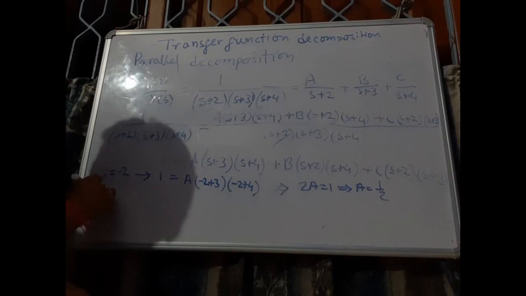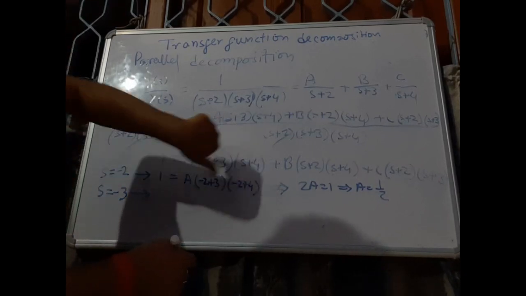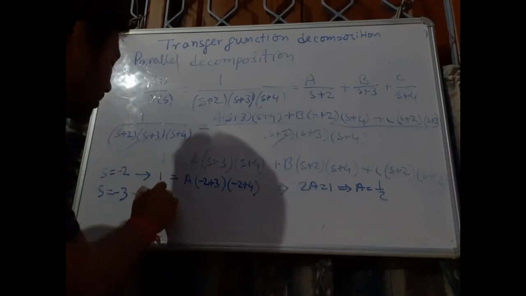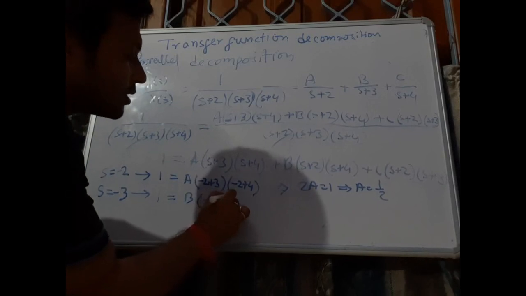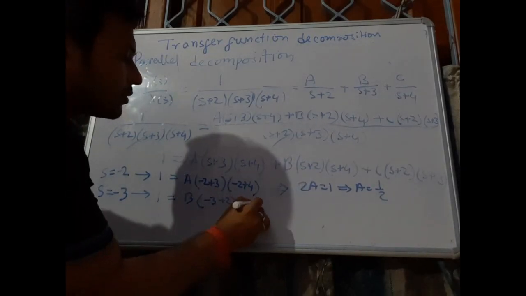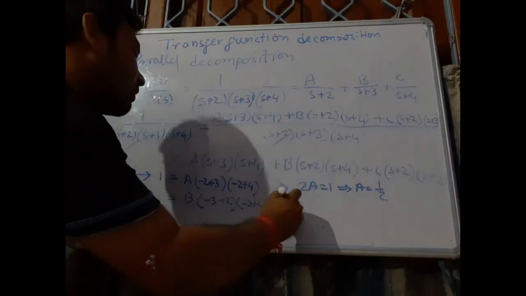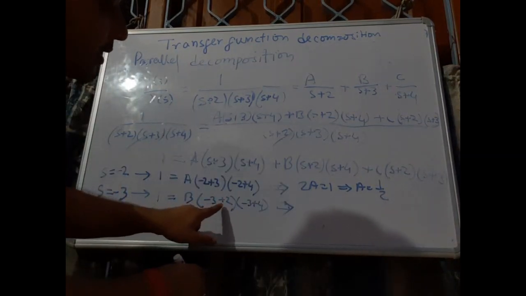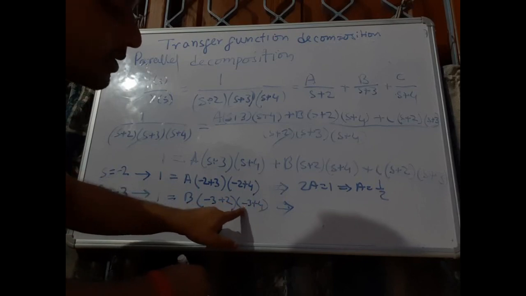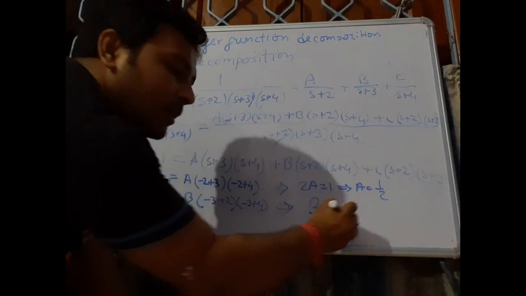And if we take s equals to minus 3, we get minus 3 plus 3 equals 0, the whole part will be 0. Here 1 equals b into minus 3 plus 2 into minus 3 plus 4, and this part will be 0 as well. From this equation we get minus 3 plus 2 means minus 1, 4 minus 3 is 1, so b equals minus 1, right?